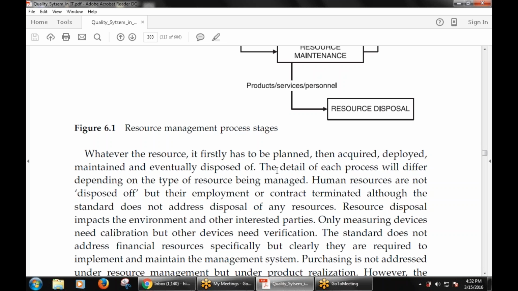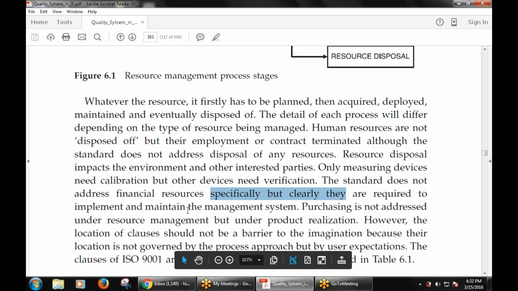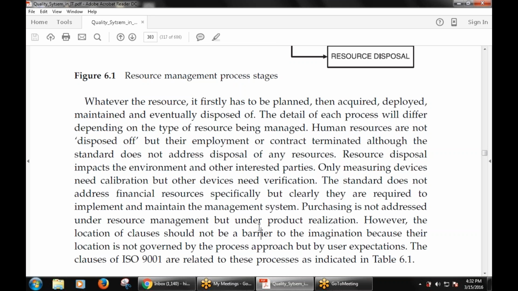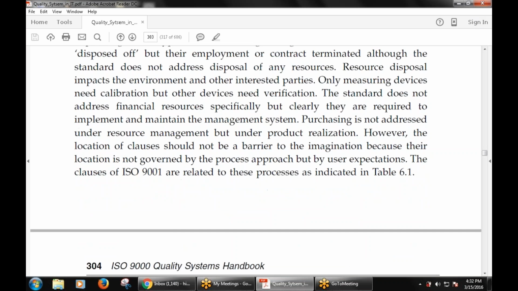Only measuring devices need calibration, but other devices need verification. They have to address the financial resources specifically, but clearly they are required to implement and maintain the management system. So whatever financial resources are used to address resource management, that is covered under product realization. However, the location of the clauses may be a barrier to the imagination.